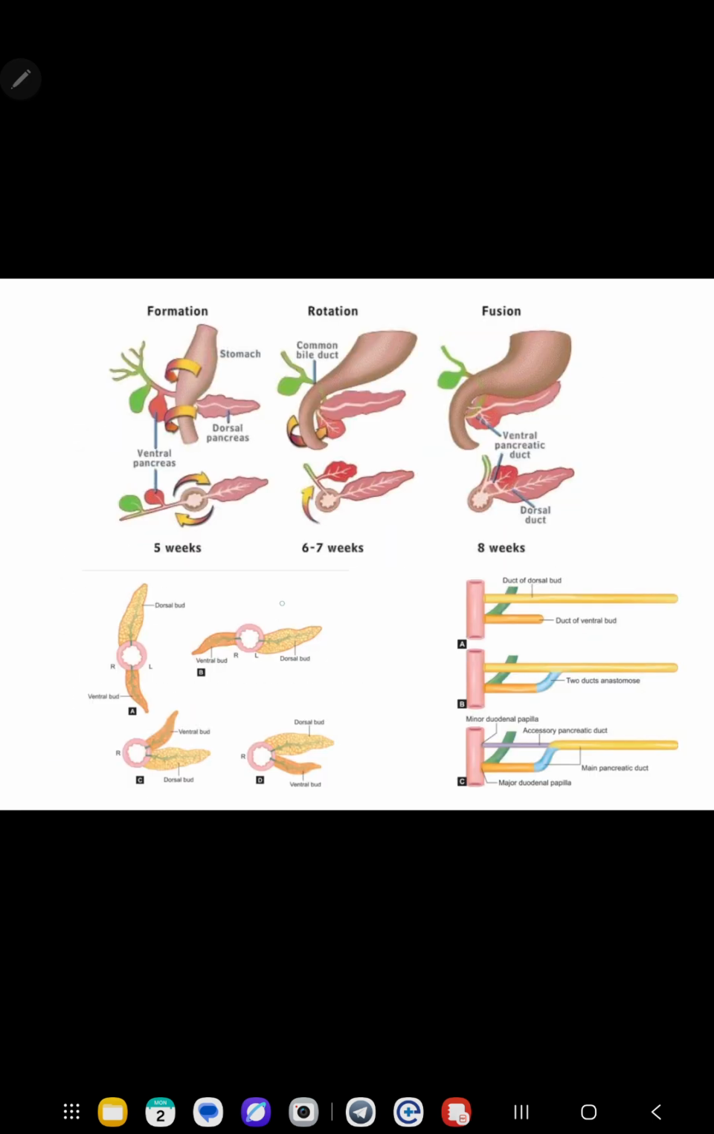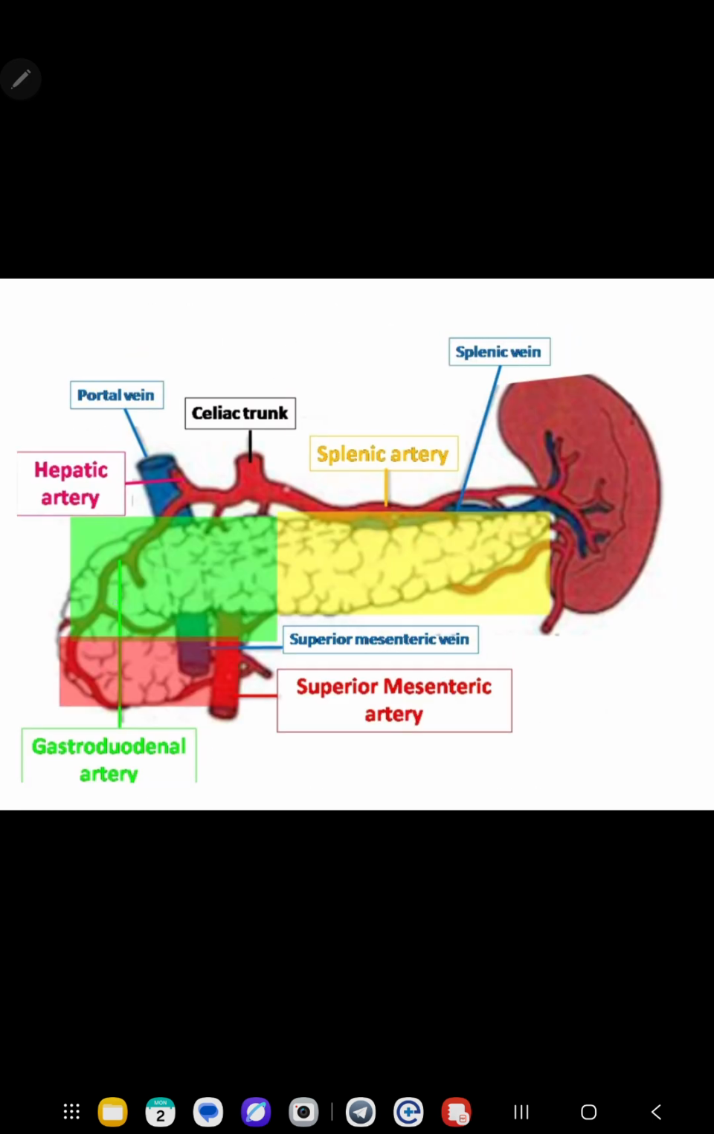So the gastroduodenal is supplying the neck and body. Those are the two branches from the celiac trunk itself. Then the superior mesenteric artery is supplying the inferior part of the head.